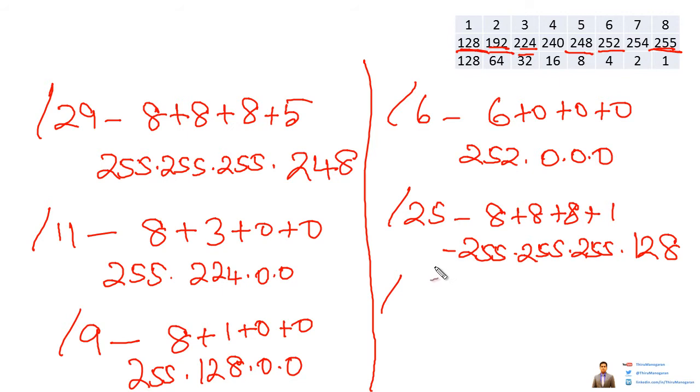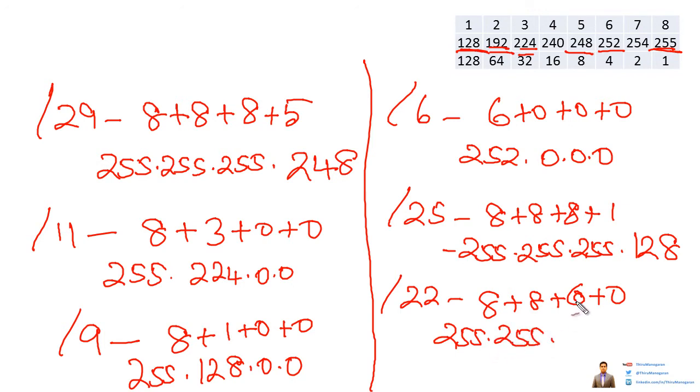Let's convert one more. Let's say /22. How can we write 22? 8 plus 8 plus 6 plus 0. So 255.255, and 6 bits here. What's the value for 6 bits? 252. So 255.255.252.0.